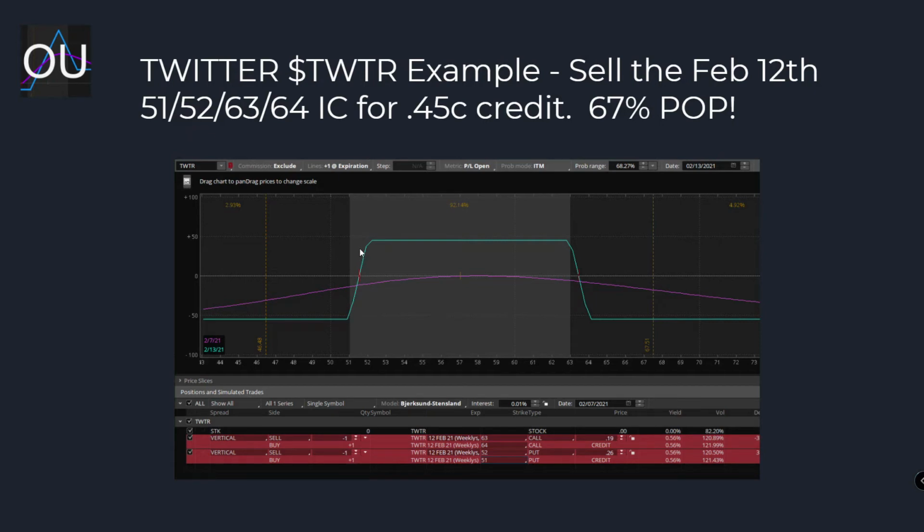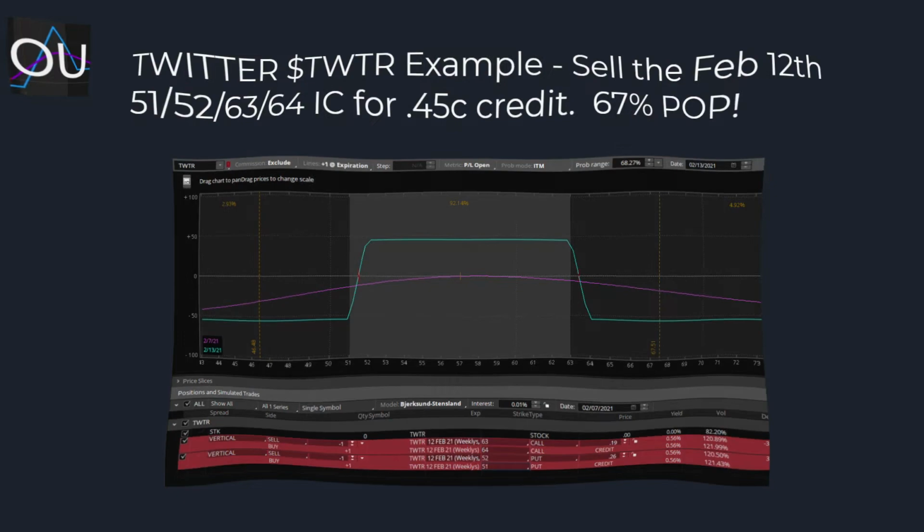It would be the 51.52 and the 63.64. You'd collect almost double that now. So you're at a 45-cent credit. You have a 67% probability of profit, so your probability of profit is still about 1 standard deviation, if you will. And so it's a little bit better trade if you're considering the 2 iron condor trades. This one might be a little bit more risky, but you're getting almost double the profit in this case, and you're keeping your buying power reduction relatively low still.